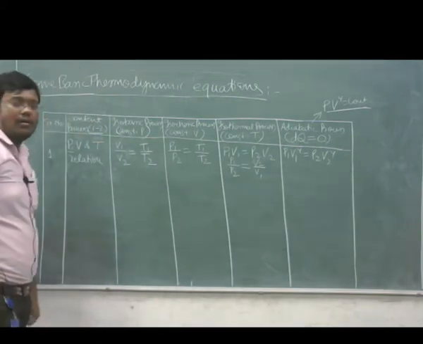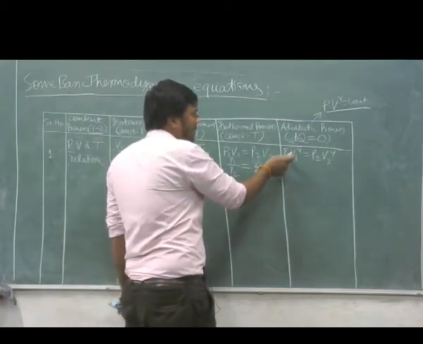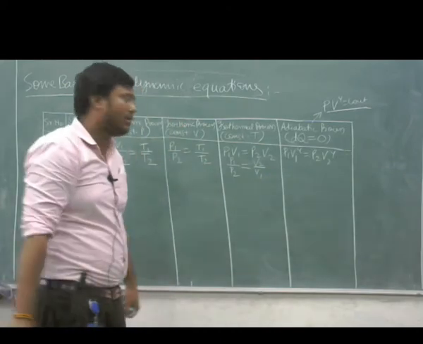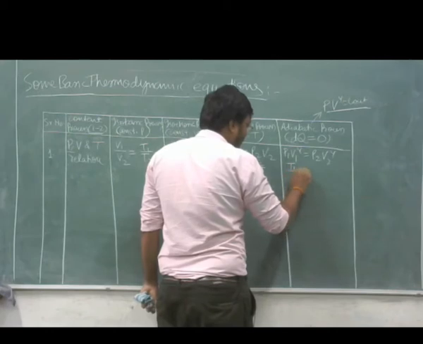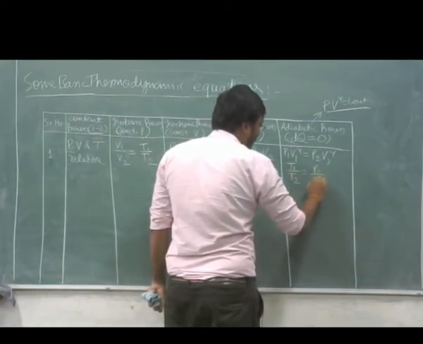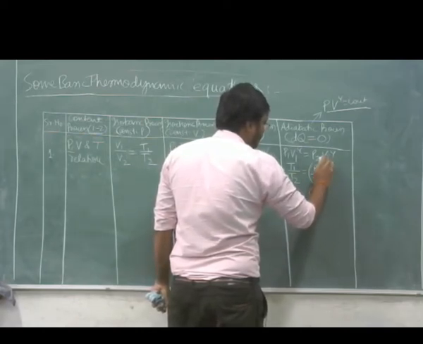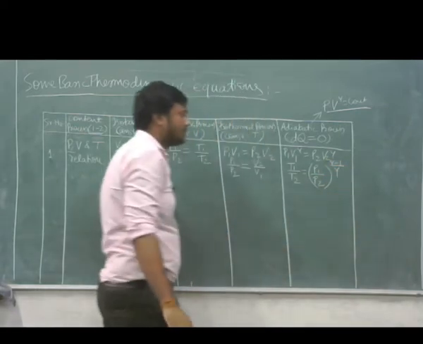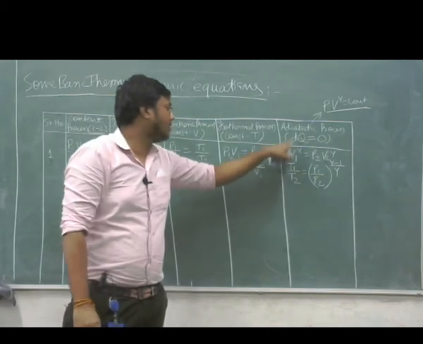Another formula for the adiabatic process is between temperature and pressure; the previous one was between pressure and volume. So we can write here T1 by T2 equal to P1 by P2 to the power gamma minus 1 by gamma. This is the second formula for the adiabatic process.